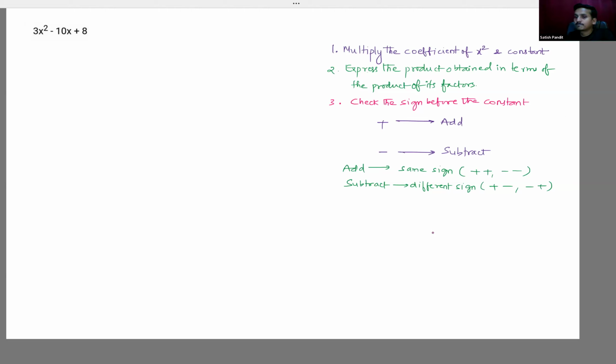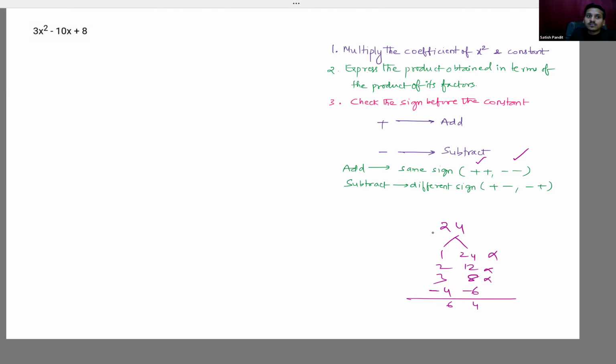And then you check. So 24 you get if you multiply the coefficient of x square and the constant. Now you express 1 into 24, 2 into 12, 3 into 8, 4 into 6. We look for the sign before the constant. It is plus, so we have to add to get minus 10x, right? Add means same sign. And since we want minus, both numbers should be negative. So this is the only possible pair, because this will not give, this will not give, this will not give.